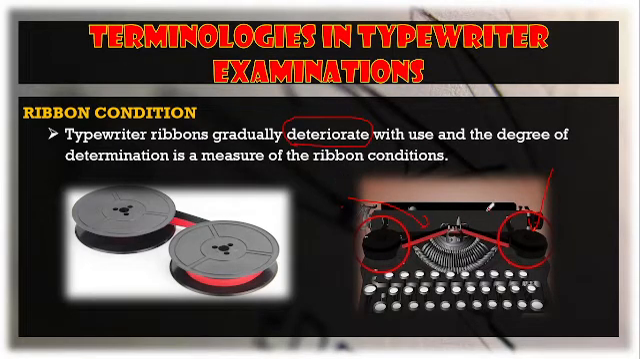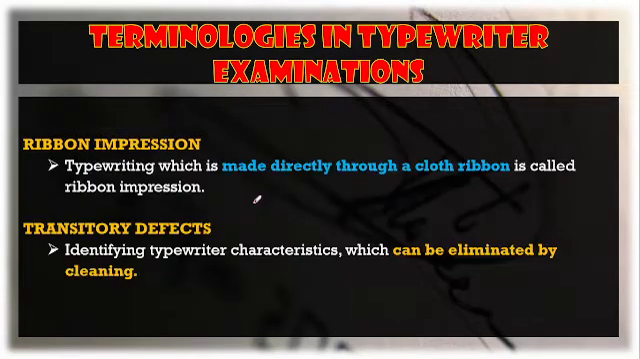Then we can have already individual characteristics that are being formed by this type or by that certain typewriter. Okay, so pwedeng yun yung makita natin na identifying characteristic ng typewriter na ito. Okay, just in case. So anyway, that is for the ribbon impression.